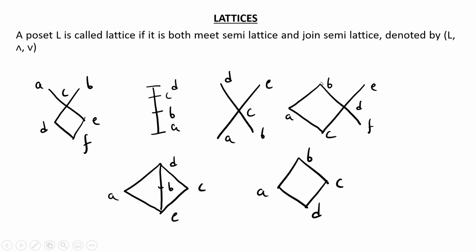Then there is a problem with this pair, B, E and C, F. So this is not a lattice. So this is a join semilattice and a meet semilattice also. Least upper bound and greatest lower bound for every pair we have. So that's why this is a lattice, and this is a lattice also.